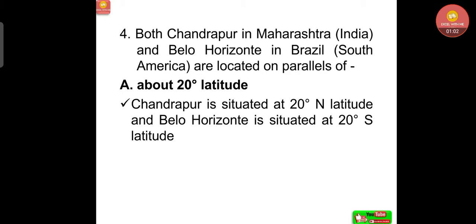Now both Chandrapur in Maharashtra, India and Belo Horizonte in Brazil, South America are located on parallels of about 20-degree latitude. Now Chandrapur is situated at 20-degree north latitude and Belo Horizonte is situated at 20-degree south latitude.